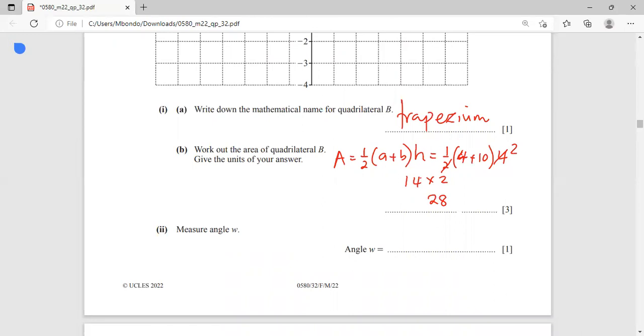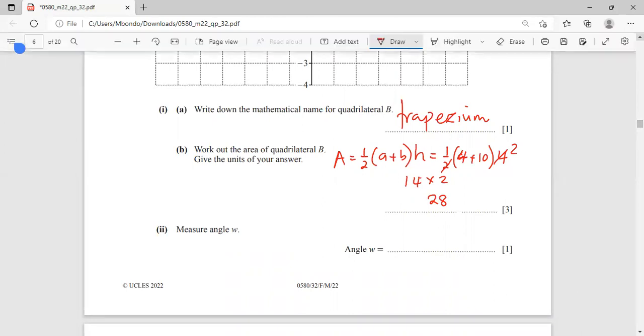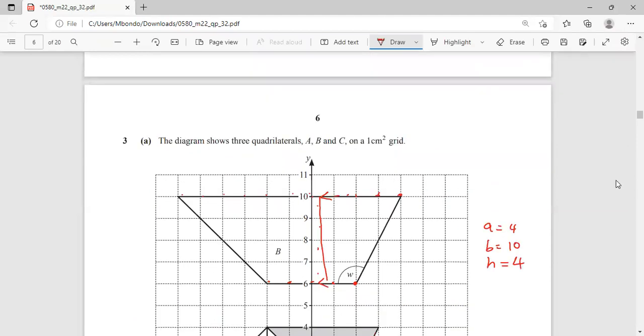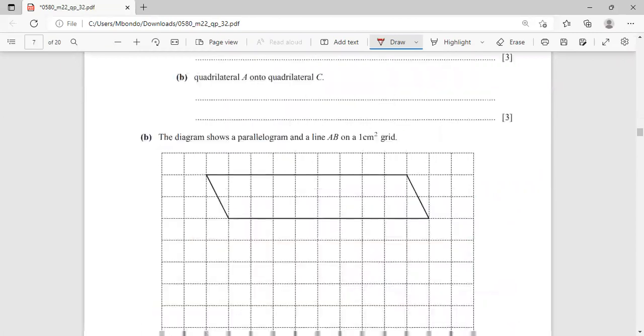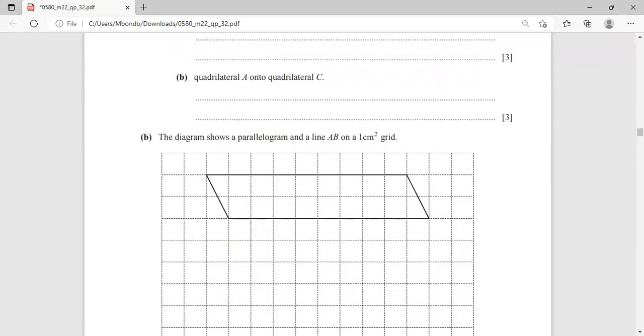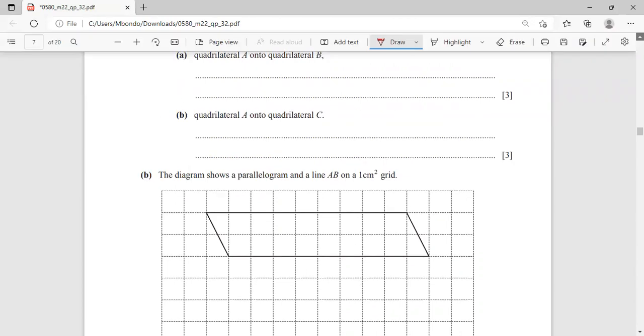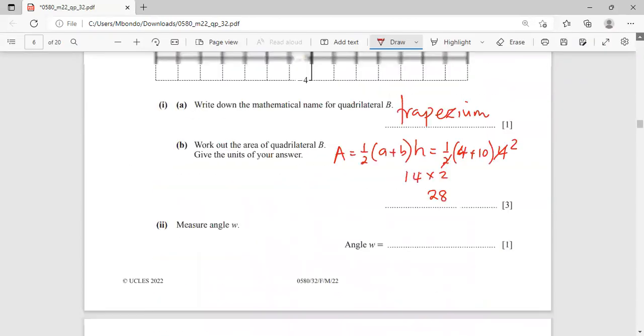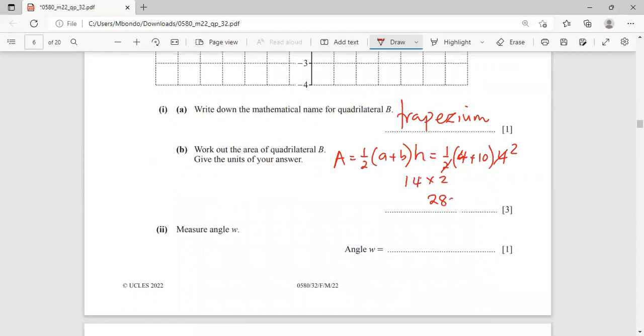Give the units of your answer. What are the units here? Let's see what we are given. Okay, it's centimeters. Square centimeters. That's the answer that we're going to get here.